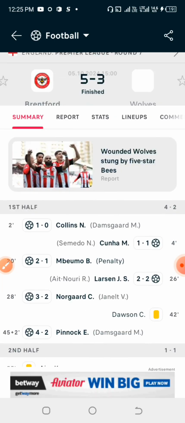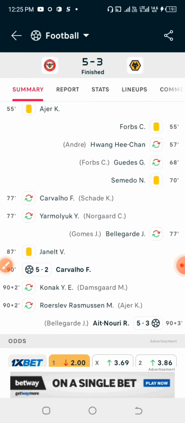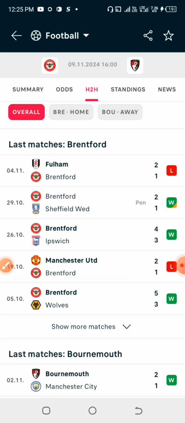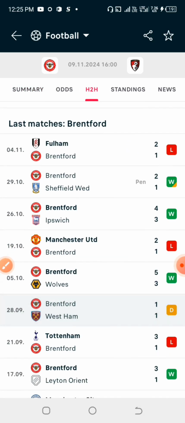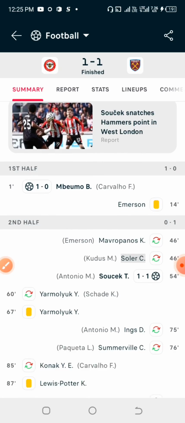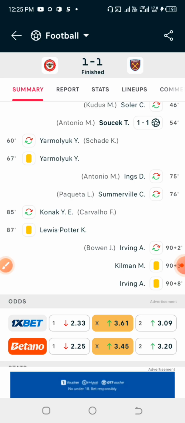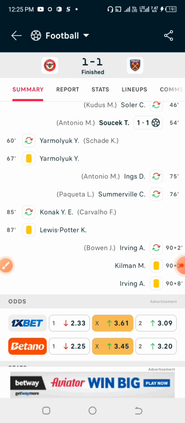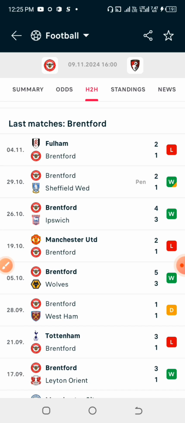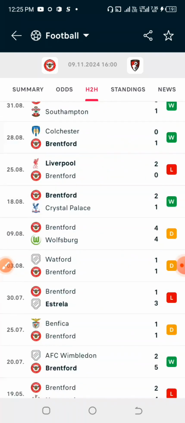And looking against Wolves, they had just 2, making 5 yellow cards. And looking against West Ham, they had just 2, so making 7. So for Brentford, you can see that they had just 7 yellow cards in the last 5 games against other teams within this same league, the Premier League.